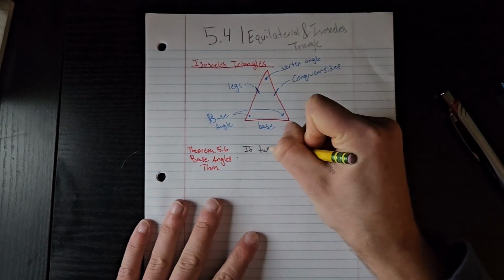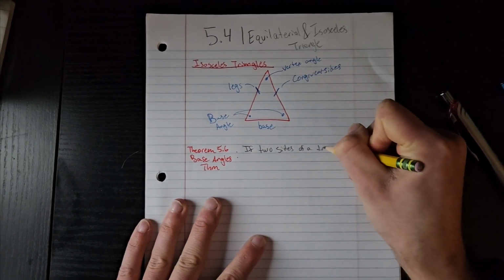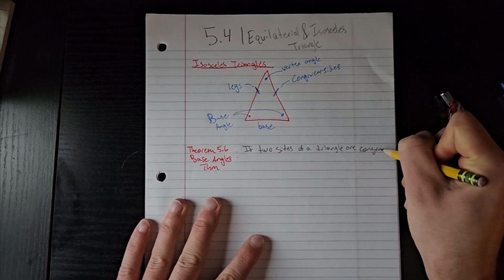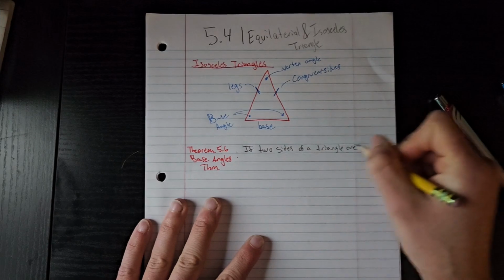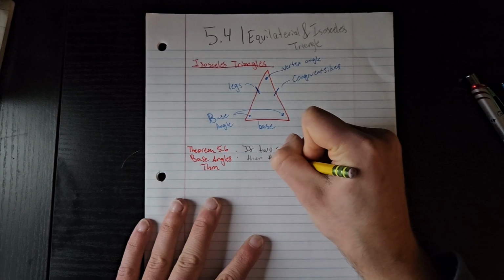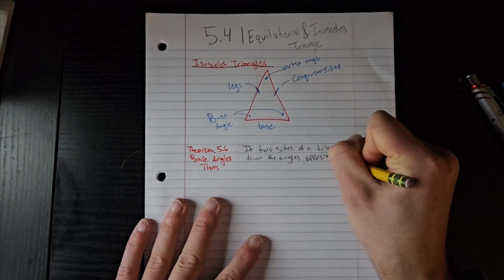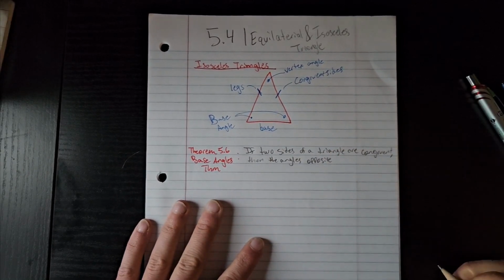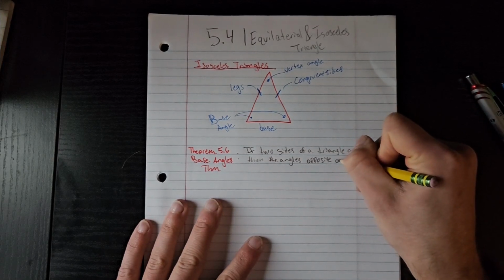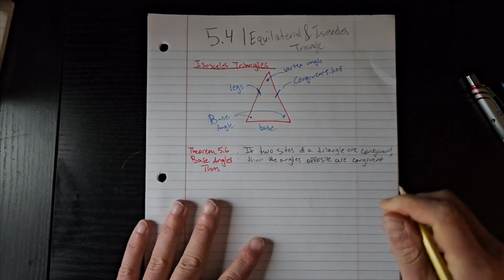If two sides of a triangle are congruent, comma, then the angles opposite them are congruent. What does this statement mean?